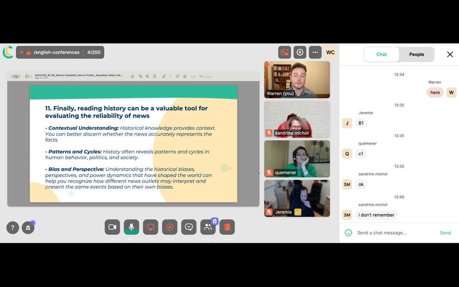And of course, be aware of bias and perspective. Understanding the historical biases, perspectives, and power dynamics that have shaped the world can help you recognize how different news outlets may interpret and present the same events based on their own bias.